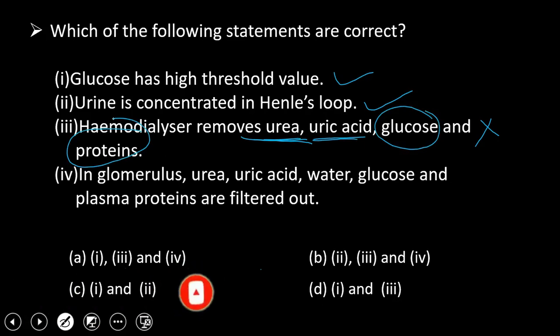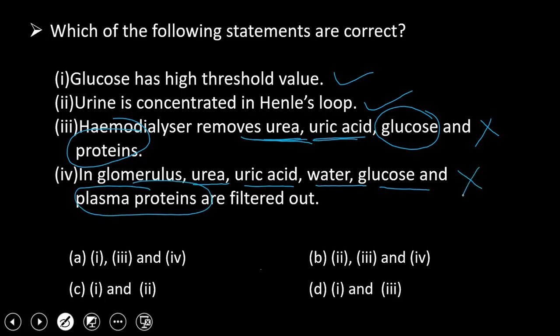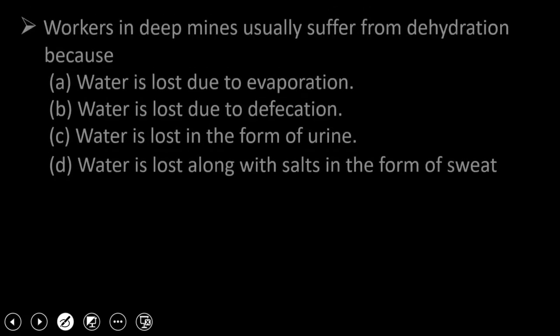In glomerulus, urea, uric acid, water, glucose and plasma protein are filtered out. We know that filtrate doesn't consist of plasma protein. So this statement is also incorrect. So the correct answer is the first and second statement, so C is the right answer. Now move to the next one.